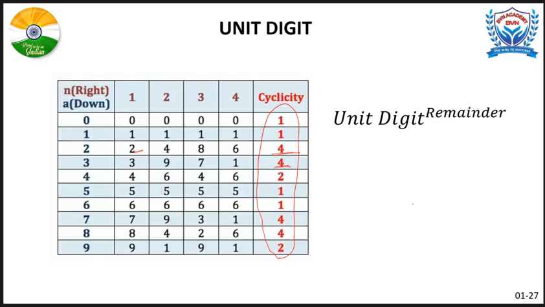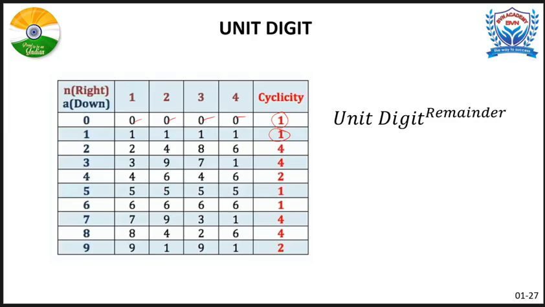You can see in this table, 0 to the power of 1 is 0, 0 to the power of 2 is 0, 0 to the power of 3 is 0, 0 to the power of 4 is 0. That means for every rise in power, the number gets repeated. That is 0, 0, 0, 0, it's getting repeated every 1 power. So hence the cyclicity of 0 is 1. Same way, 1 raised to any power will always remain 1. Hence the cyclicity remains 1.